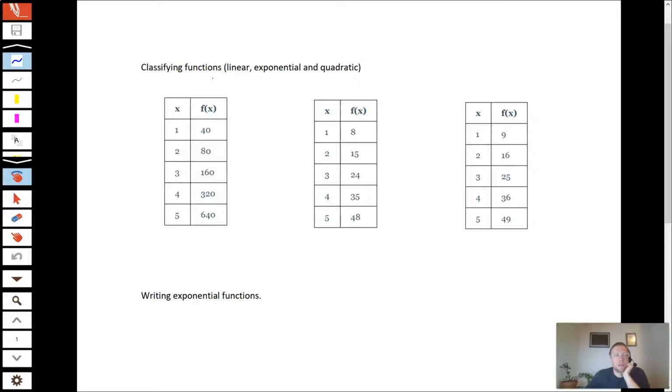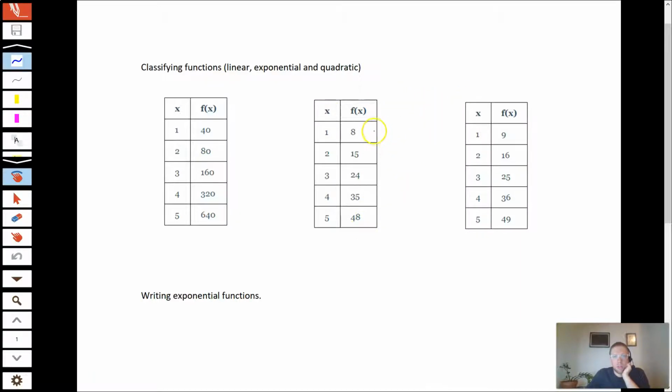So the first thing I want you to do when you look at these three functions in front of you is figure out which function is linear. And you're going to do that by looking at how the function is changing as x changes. Okay? You can pause the video if you need to. I'll give you just one more second. And you should have said that the middle function is linear.